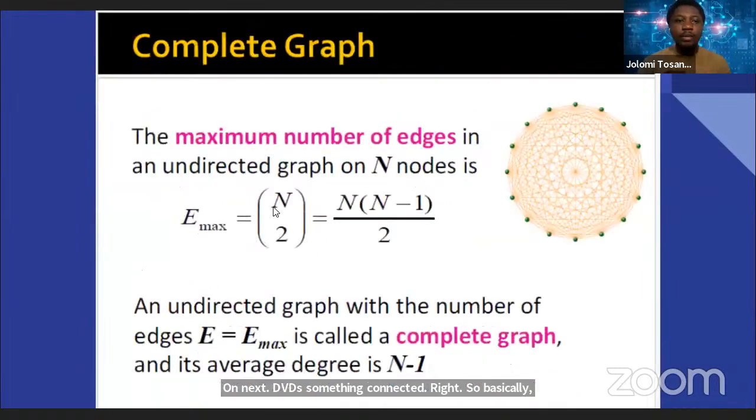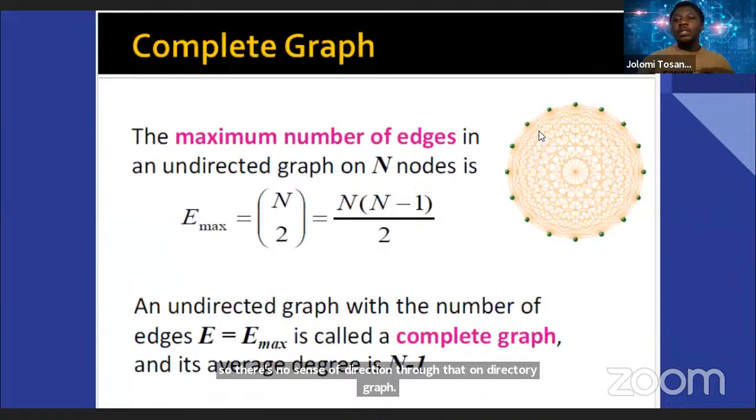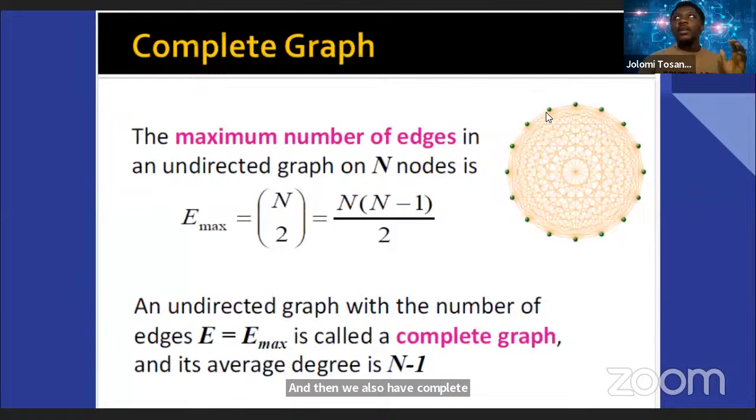So that's an undirected graph. And then we also have the complete graph. A complete graph is basically a graph where each node is connected to every other node. Like there's 100% connection. Although you can hardly find that in reality, theoretically it exists. And the formula for calculating the maximum number of edges in a fully connected graph is n combination 2, basically.